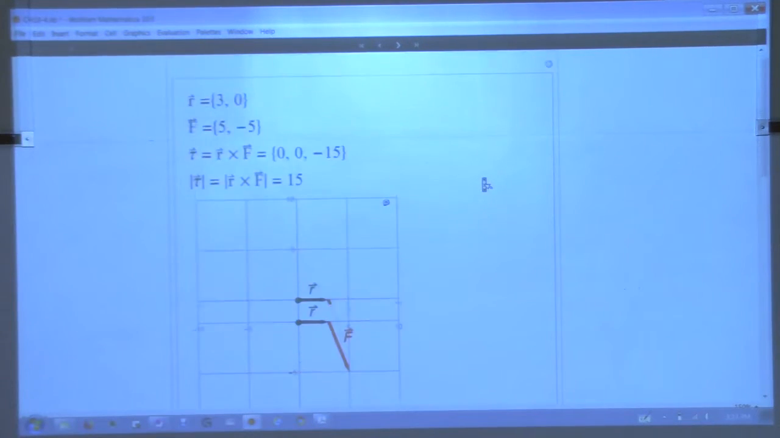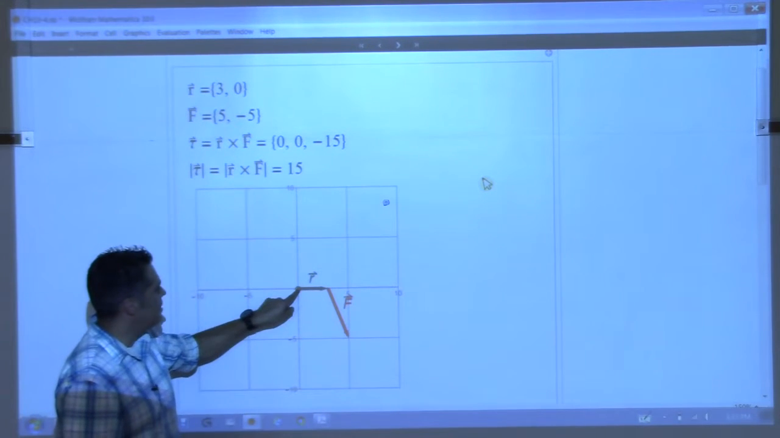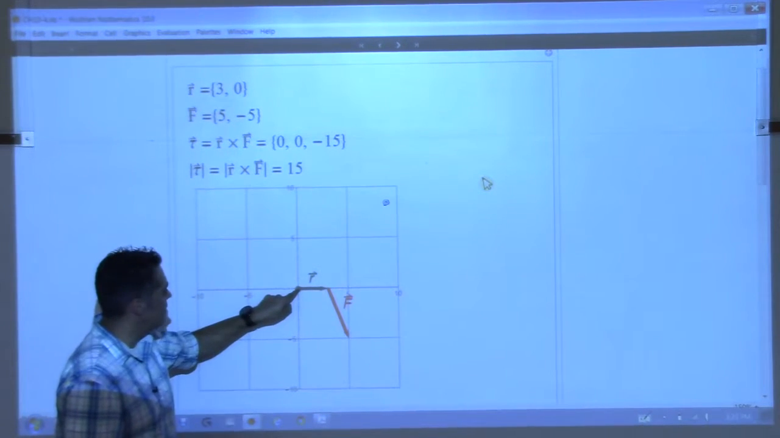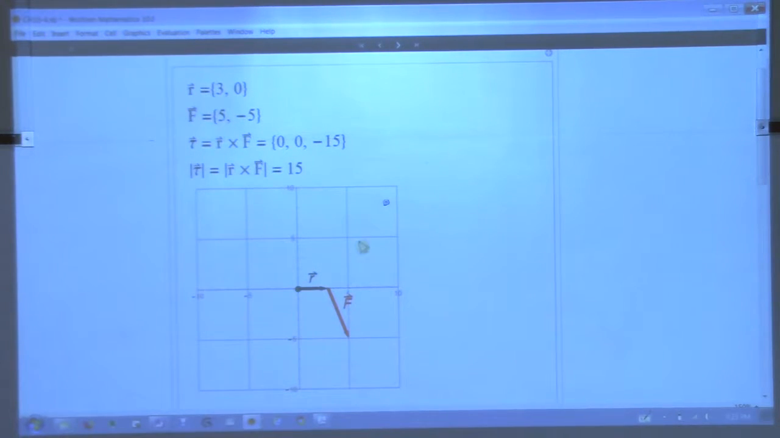So here's my wrench. I'm going to turn a bolt right there at the origin. I have a wrench here, and then I have a force. I'm going to pull my wrench straight out to the side, and I'm going to apply a force perpendicular to that wrench.